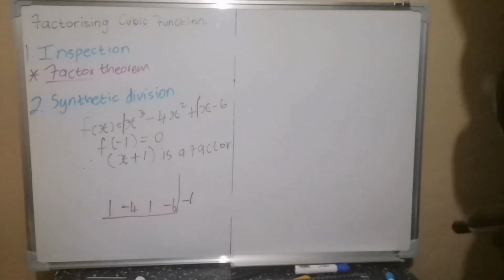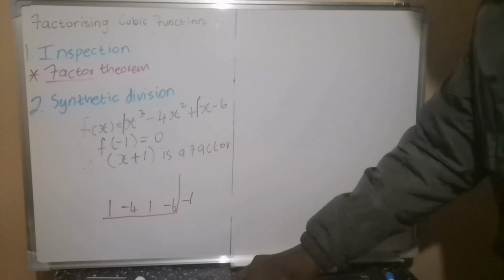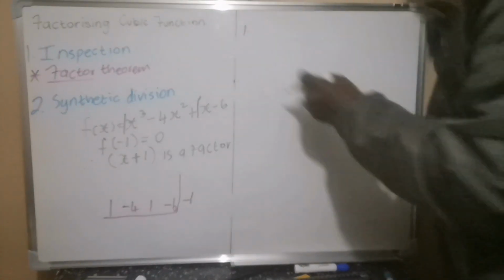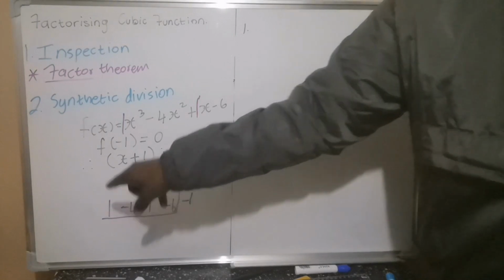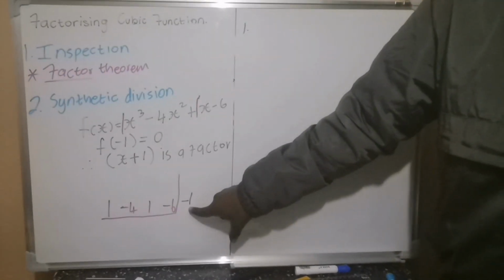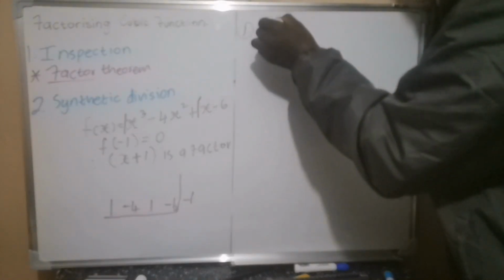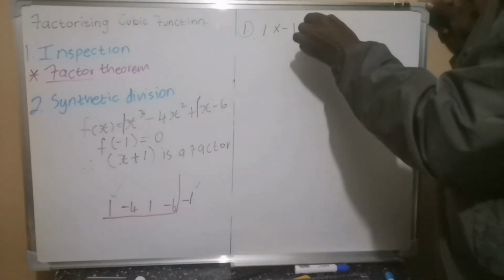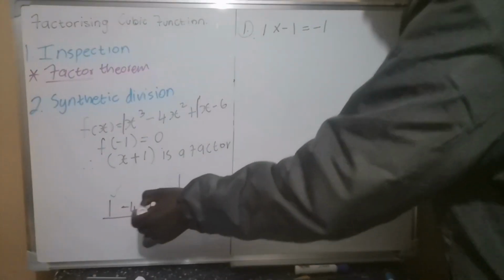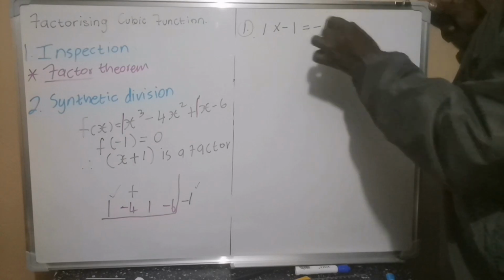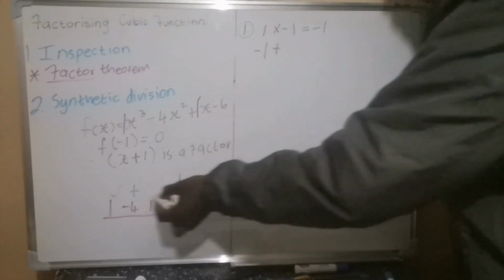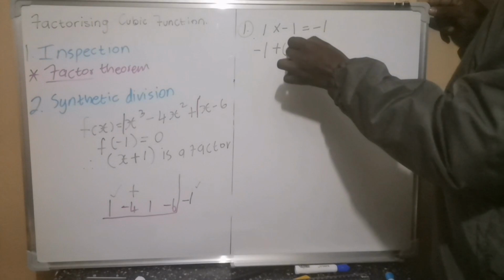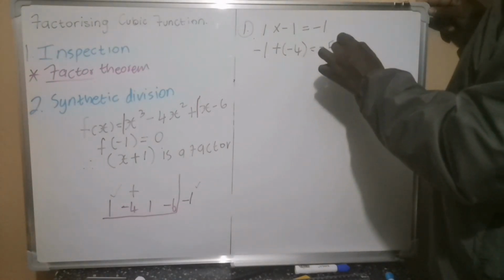Now it's so simple. So how are you going to simplify this? The first step: the coefficient of x cubed multiplied by my factor, which is negative 1. So 1 multiplied by negative 1 gives negative 1. Then this negative 1 plus my coefficient of x squared, which is negative 4. You add it, and it gives me negative 5.